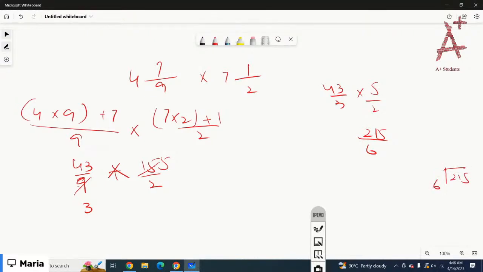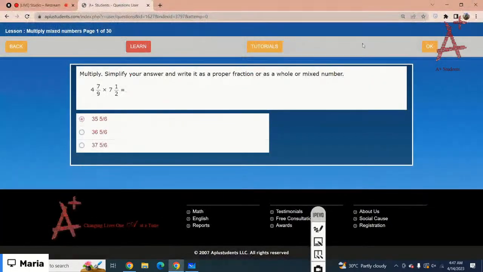Got it? So 6 times 3 is 18. Bring 5 down. We can go for 6 times 5 is 30. Here you have 5. So it would be 35 whole 5 over 6. So the correct option is 35 whole 5 over 6. Option number 1 is the correct option. Got it?